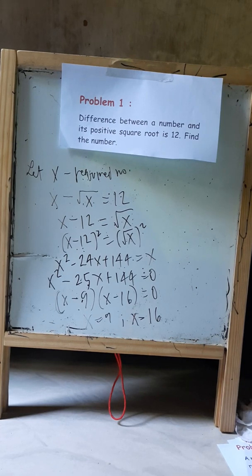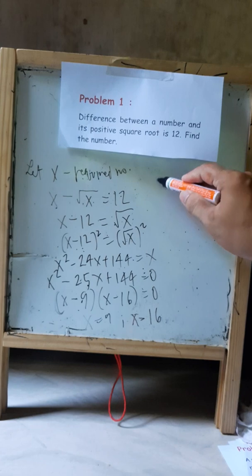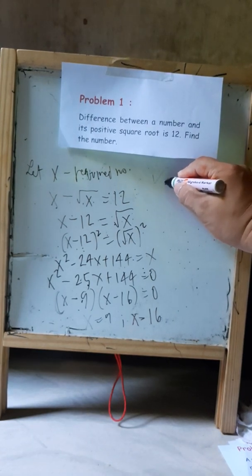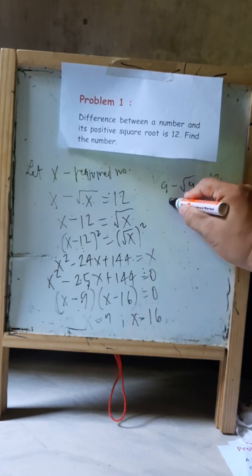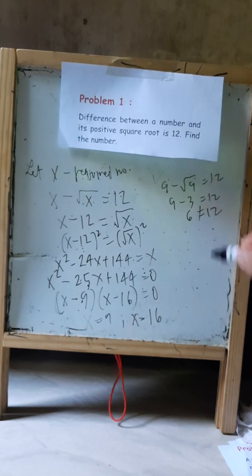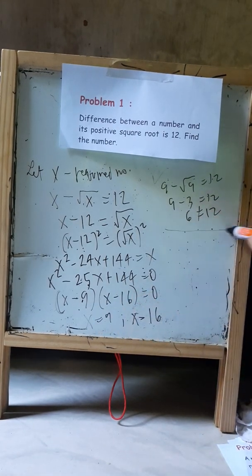Okay, so let's check for 9. So this is now the checking part. 9 minus the square root of 9 is equal to 12? We have 9 minus 3 equals 12. 6 is not equal to 12. So 9 is not the solution. 9 is not the required number.